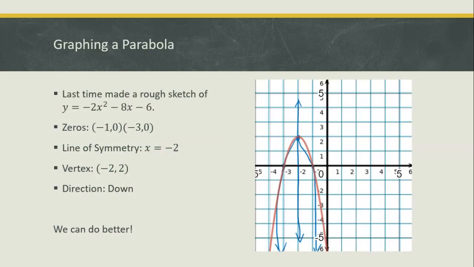So last time we worked on making a rough sketch. We found the zeros, we found the line of symmetry, we found the vertex. So we can compare what our graph looks like to what a perfect version of that graph looks like. We can do better. So today is all about being able to flesh this out and make it into a little bit more of a curve instead of a V shape or an approximation.